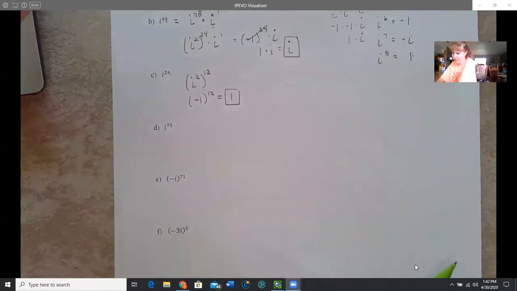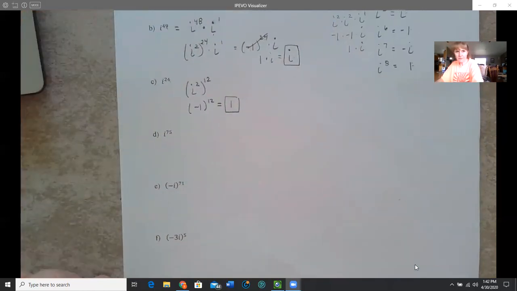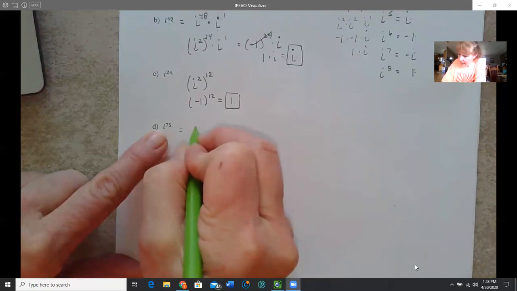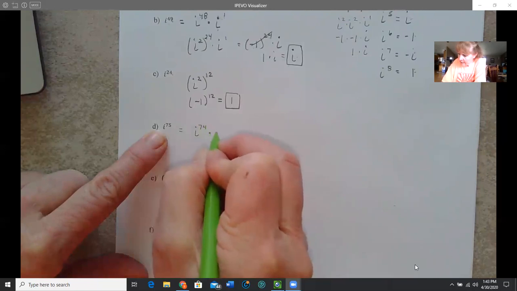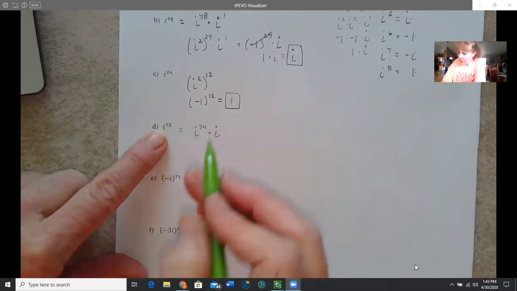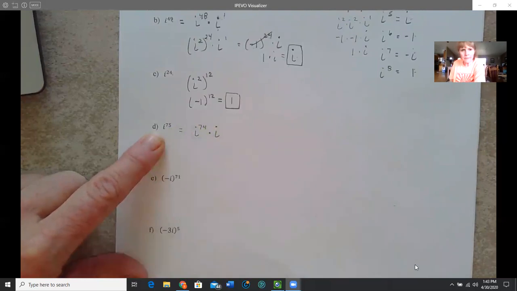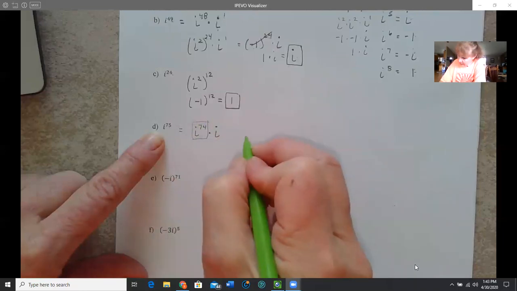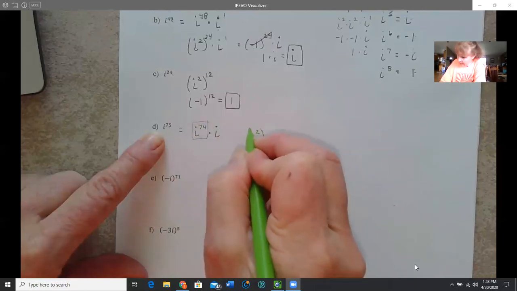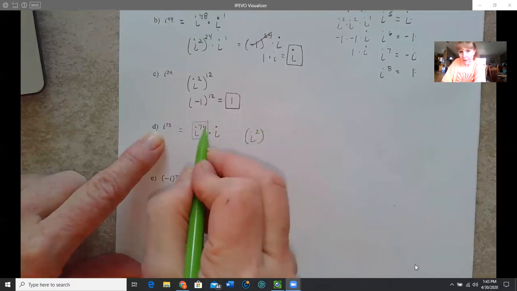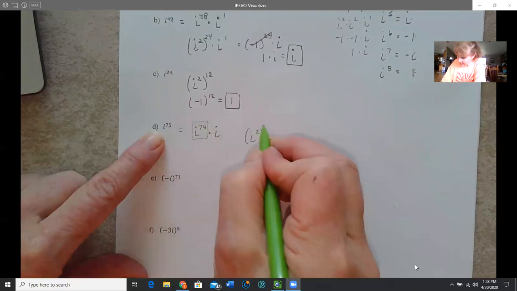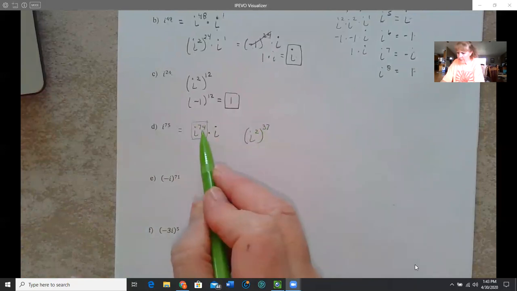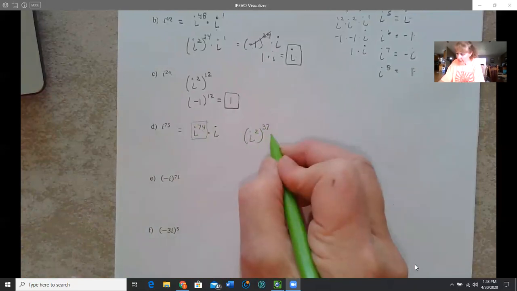i to the 75. Here it's odd, so I'm going to take one of them out. I'm going to make it i to the 74 times i, because you would add exponents and come back. Now I'm going to rewrite this one using an i squared. So I'm going to have i squared. To get the power, take 74 divided by 2, 37. 2 times 37 gives you 74. We still have that times i.